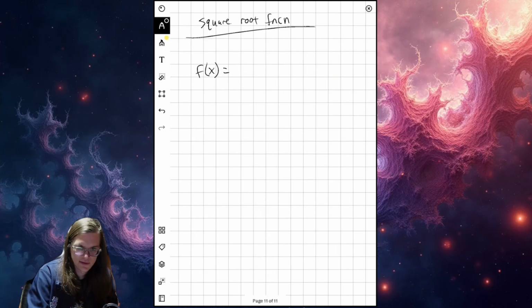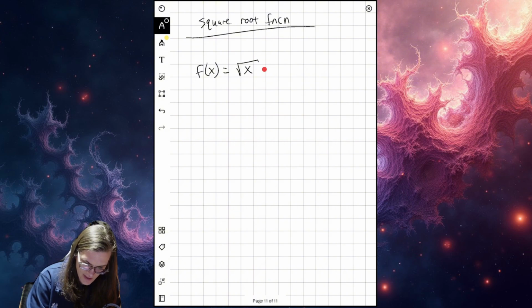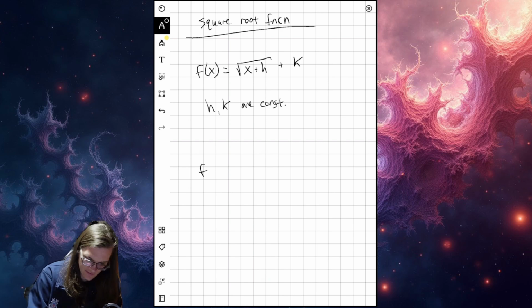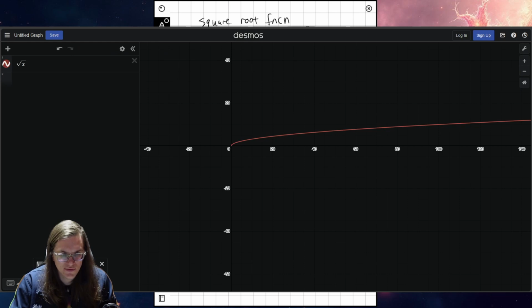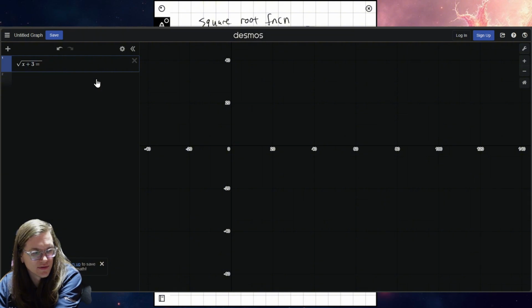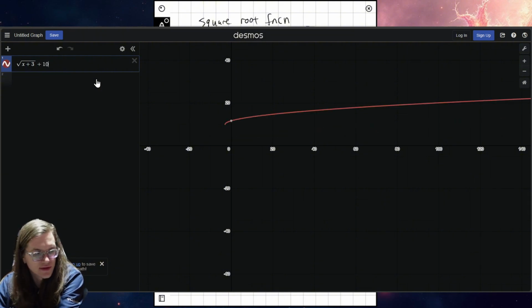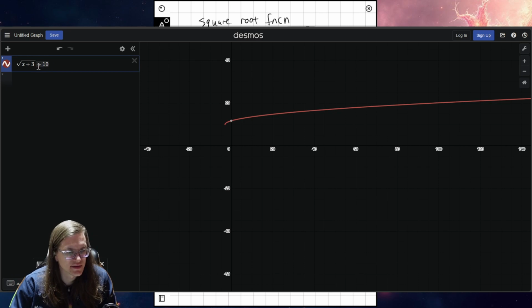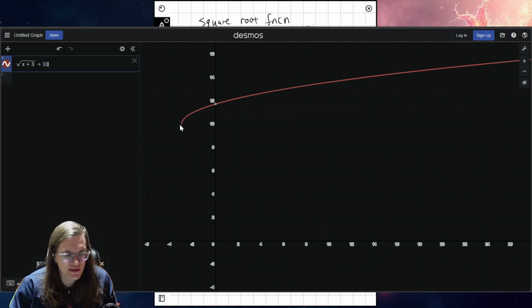F of x equals square root of x plus some value, plus k. Okay. These are, again, just constants. H and k are constants. And this specific square root function is what I put on Desmos, right? If we change it to be square root of x plus 3 plus 10, you'll see that this is just a vertical shift of 10, meaning the function that we originally had is shifted up 10 in the y.